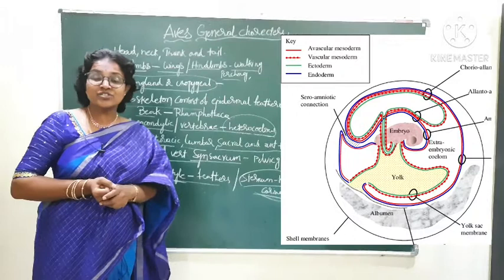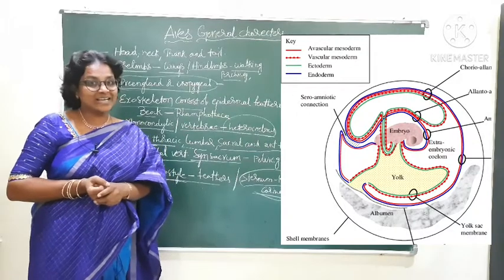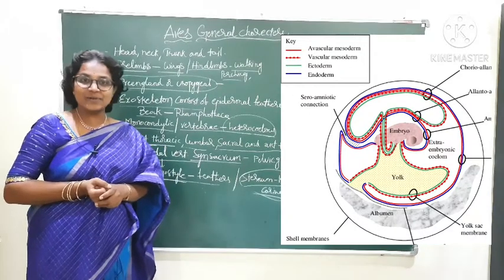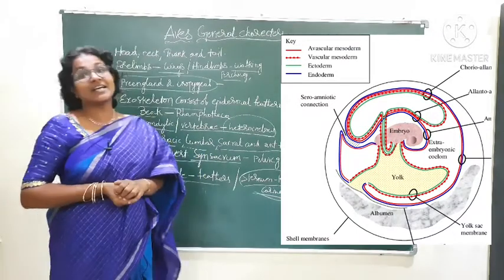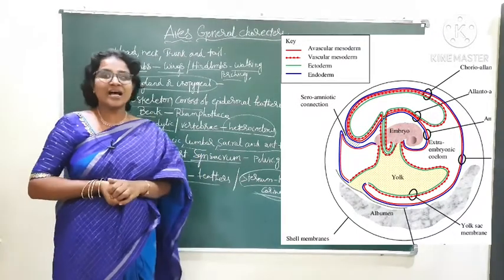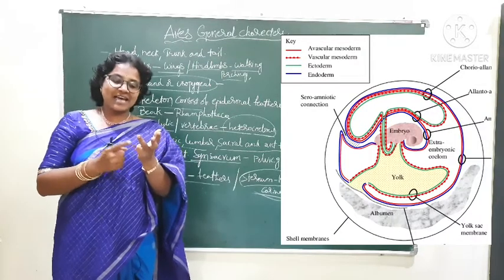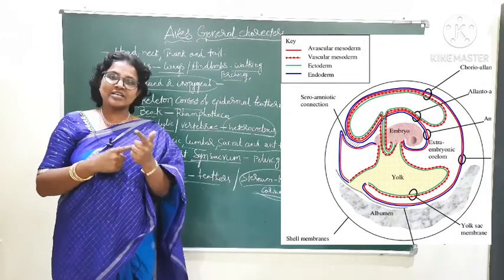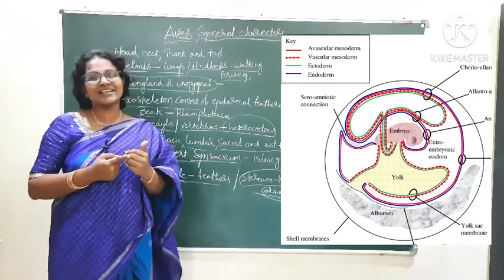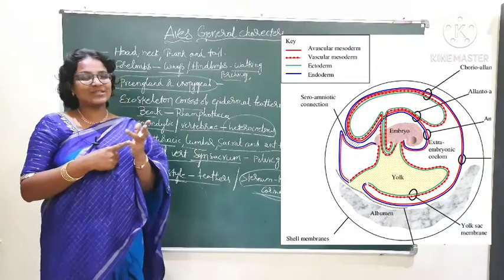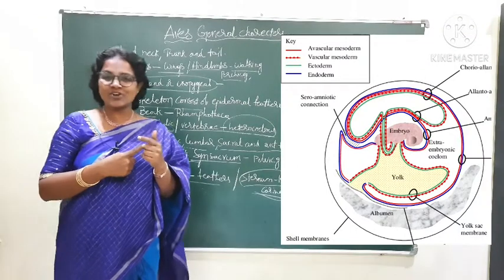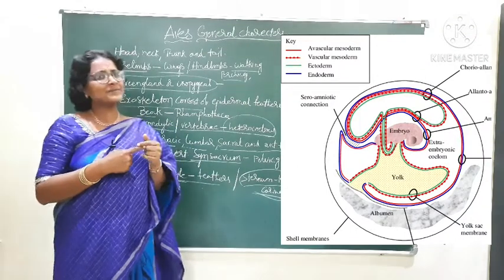So aves have megalecithal eggs. If we take the eggs we eat, they are aves bird eggs. So it is with more yolk, megalecithal, cleidoic eggs that have extra-embryonic membranes like amnion, chorion, allantois, yolk sac. These are characteristic features also observed in the reptiles. Here also megalecithal, cleidoic eggs and extra-embryonic membranes are present. This is about the aves characters.